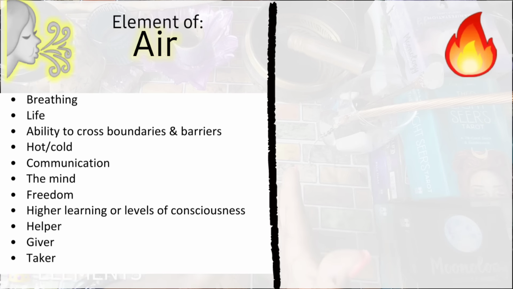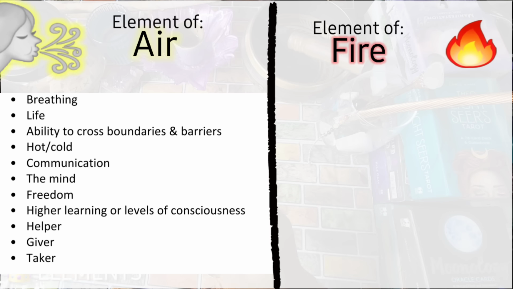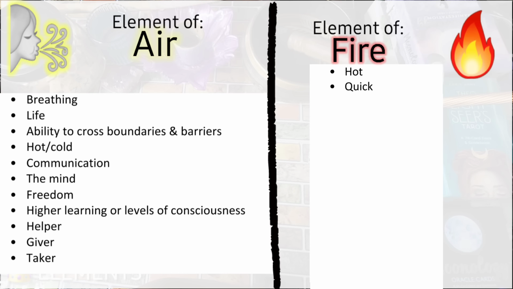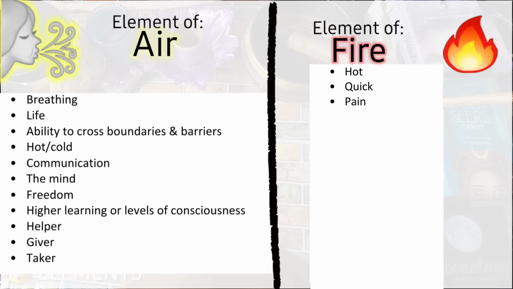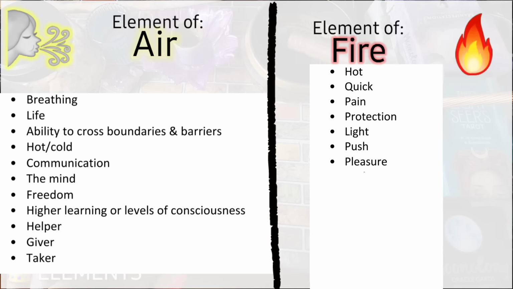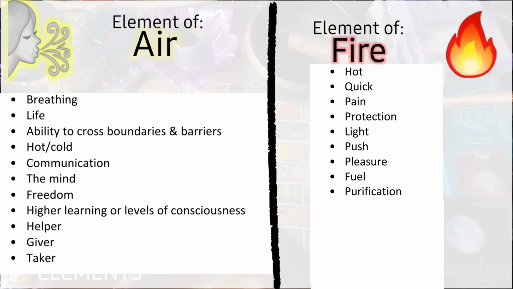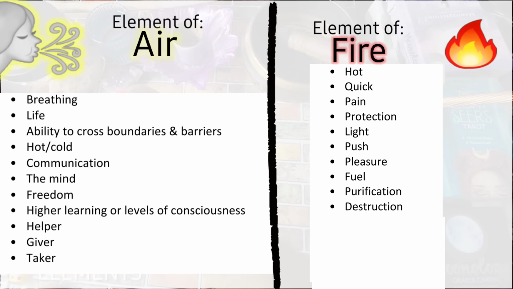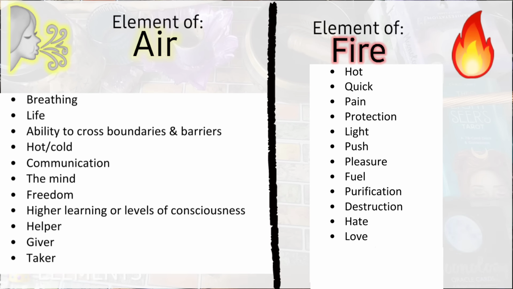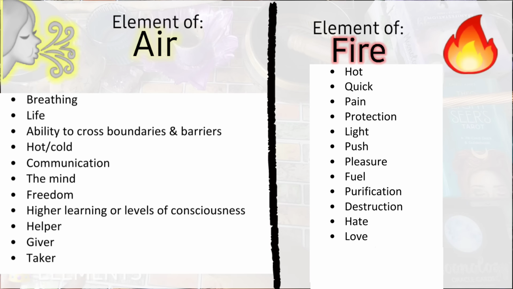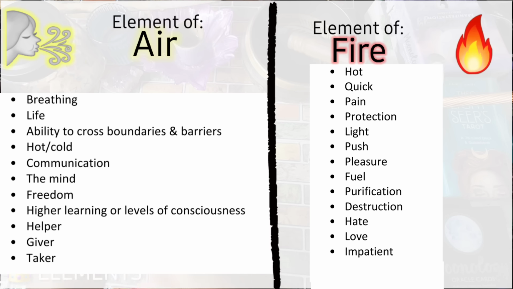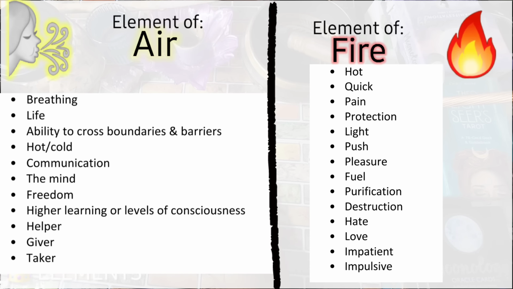And on the other side of the paper, we are going to write all of the fiery traits. So because he is a wands, he is fire, and fire is hot, quick. Fire can bring pain, but fire is also protective. It's a light. It can push you. It can bring pleasure. It's fuel. It's also purifying. It's destructive. I also think of love and hate, because fire feels like passion, but passion could quickly turn to hate. So I think of both of those with fire. I think of impulsiveness and impatience. That's all the things I think of with fire.